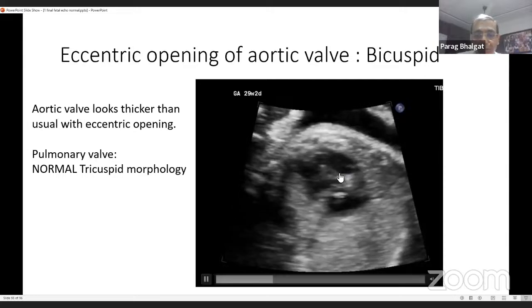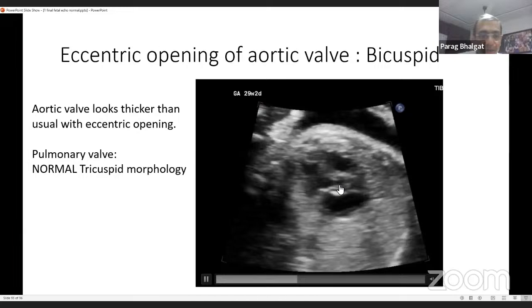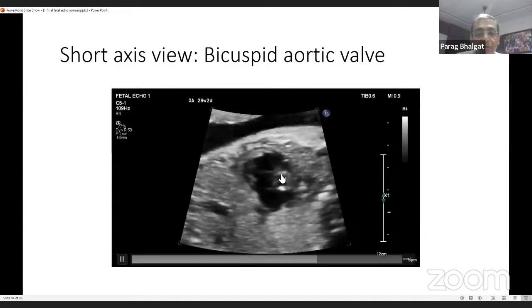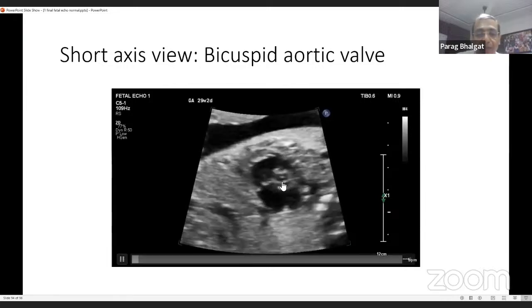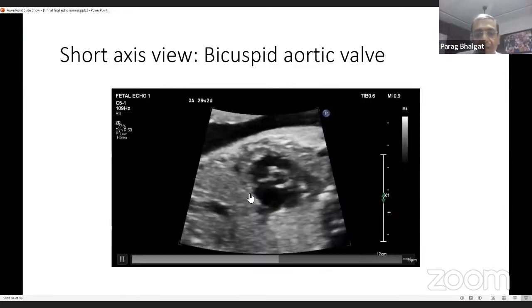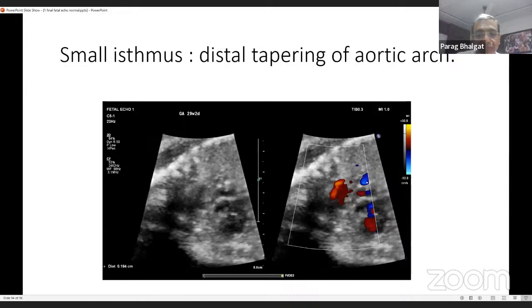Now this is an important image. This is the pulmonary valve opening. You can appreciate the tricuspid pulmonary valve with the aortic valve that has an eccentric opening, a little thick, suggestive of a bicuspid aortic valve. So note this short axis view showing the bicuspid aortic valve. Difficult to see, but it's seen very well in this image. So after difficulty, I could trace the distal aortic arch that was 1.9. The Z score was less than 4 at 29 weeks.